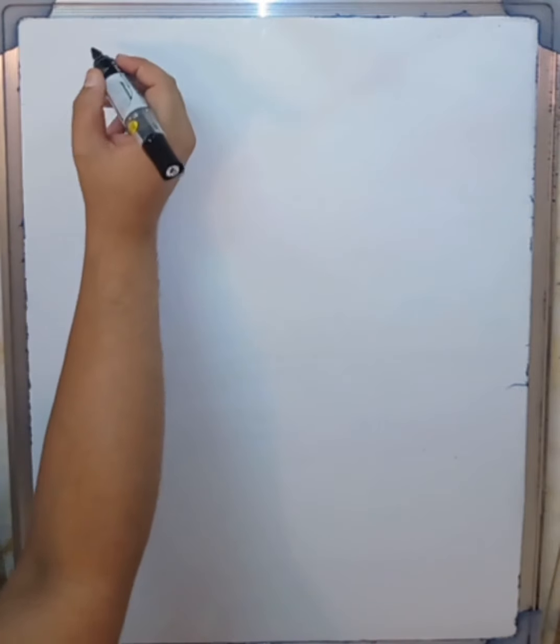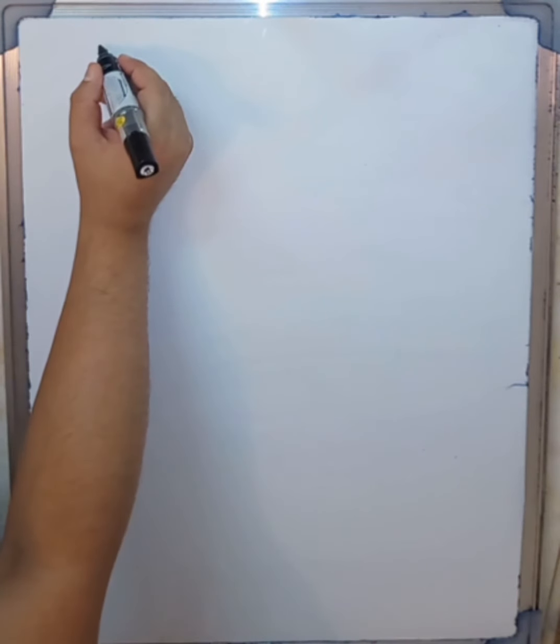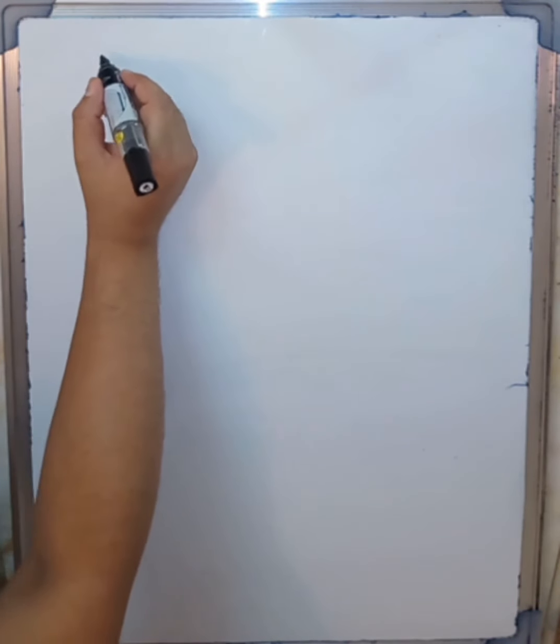Today we will discuss the integration of some trigonometric functions, that is tan x, cot x, secant x, cosecant x. Before we start the integration of the trigonometric functions which I mentioned, first we will write one formula.